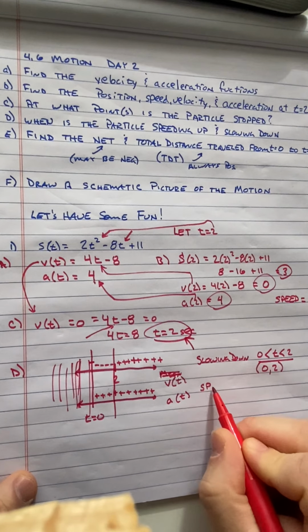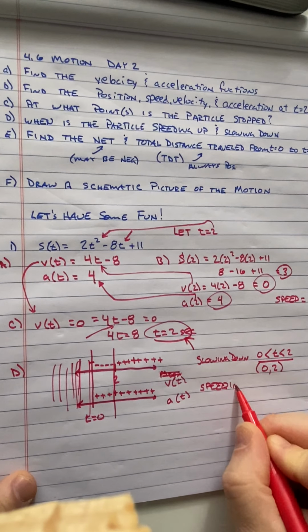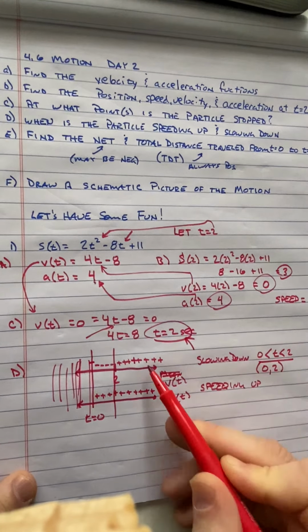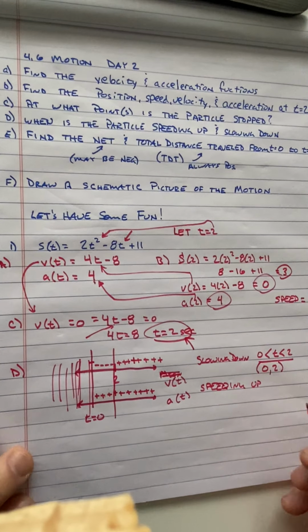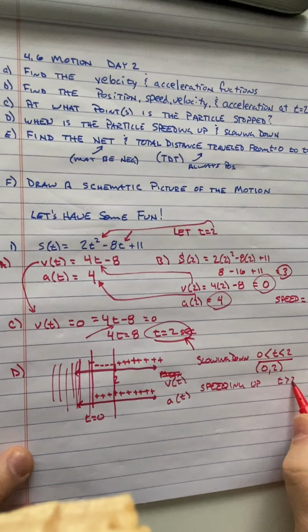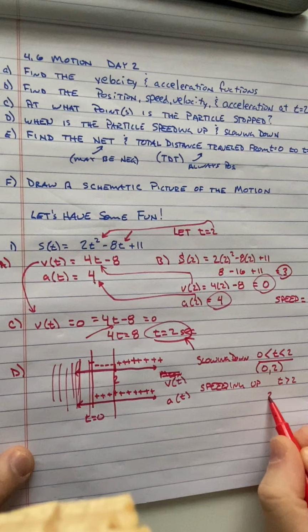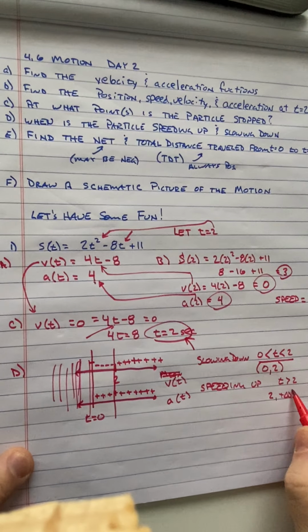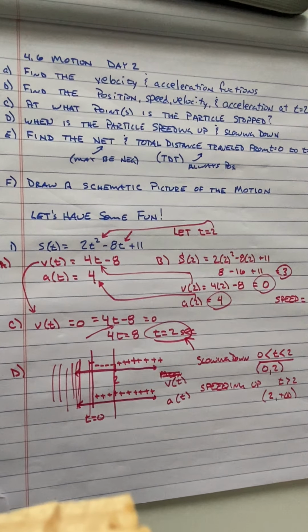Where's this sucker speeding up? It's speeding up when the velocity and acceleration have the same sign. It's speeding up when t is greater than 2. Or, if you prefer the interval notation, from 2 to positive infinity. And I hope that makes sense to everybody.